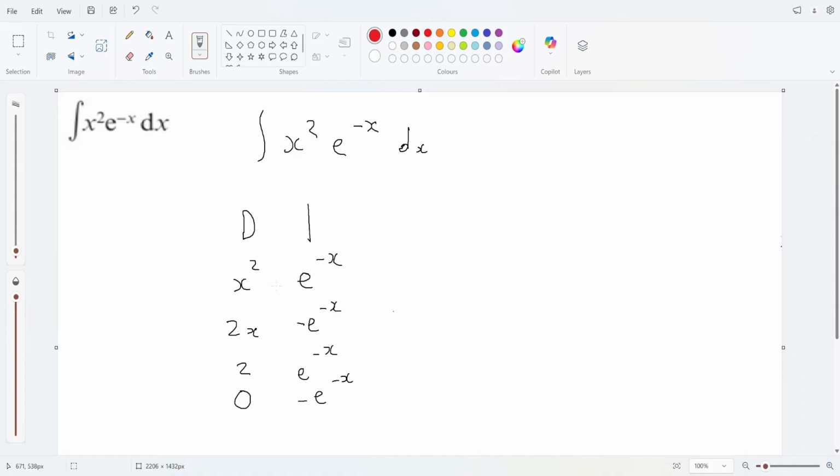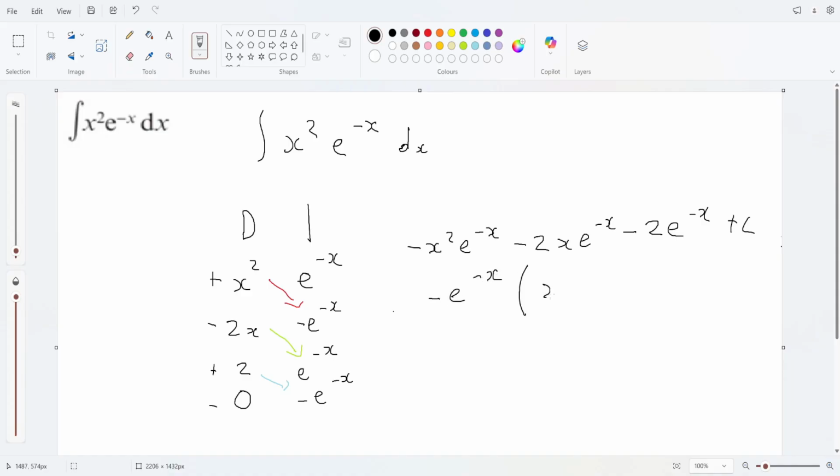And then I'm going to do my multiplication, but make sure you don't forget about the positives and negatives. So this is going to be minus x squared e to the minus x minus 2x e to the minus x minus 2 e to the minus x plus c. And then just for an extra step, you can factor out minus e to the minus x here, and then you get a quadratic here, and then don't forget the plus c at the end.